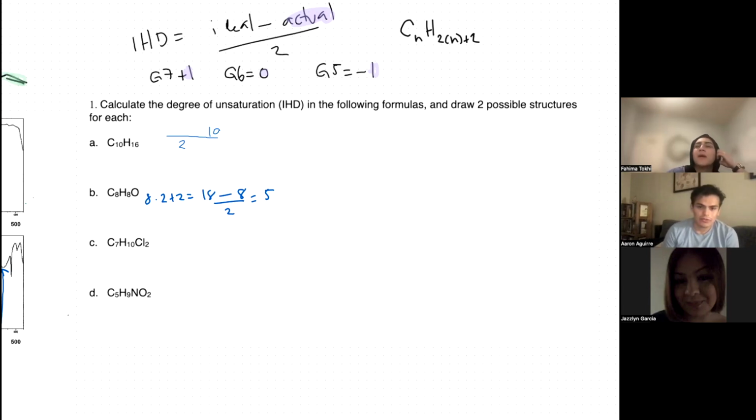I'm doing hydrogens, right? Yeah, hydrogens. So it was 22, but then you subtract how many there actually are, and there's actually 16 hydrogens.